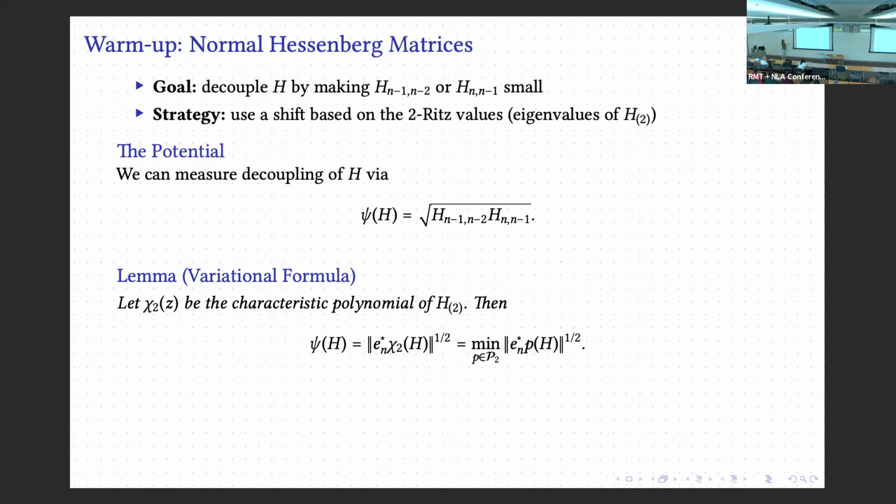This potential, this geometric mean of those two entries, is actually equal to the norm of the last row when you apply the characteristic polynomial of the lower right-hand corner of the matrix to the big matrix. And in fact, this is the smallest this norm can be over all monic quadratic polynomials that you could apply to the matrix. Both of these facts will be useful. Is the statement of this clear? Might seem a little unmotivated. I wish we had more time together to talk about why this is true.